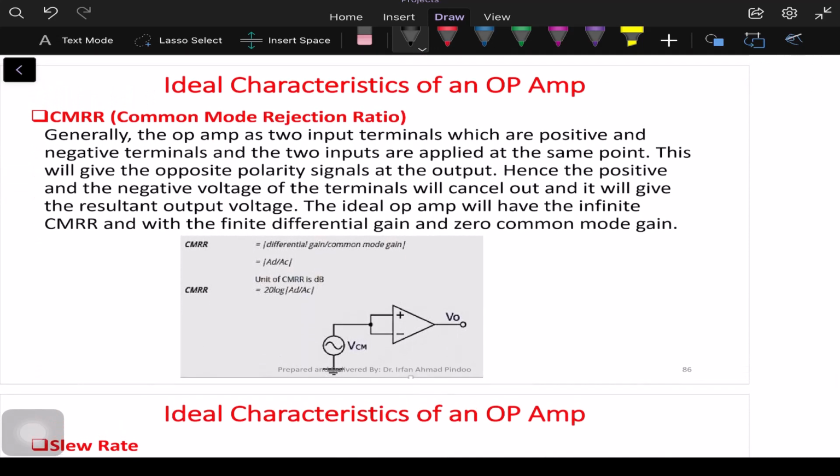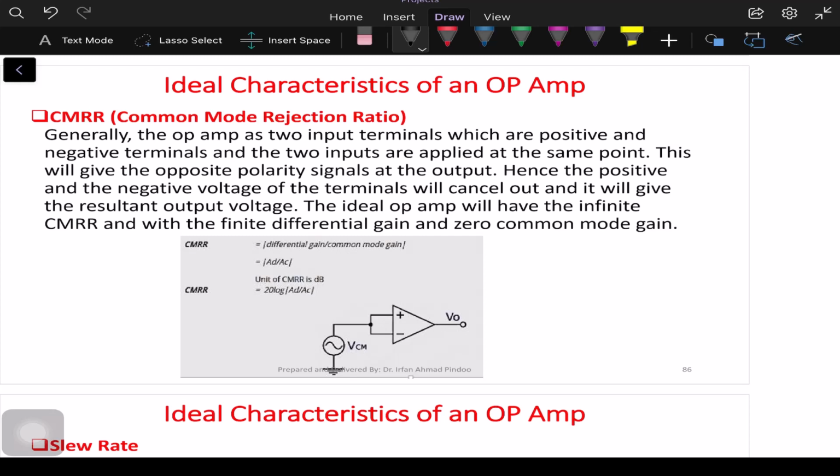Now what is CMRR? Like I told you, it is the common mode rejection ratio. First of all, in this diagram what you are watching, the two terminals have been connected together and we have given one common signal. So it is a common mode. In this case, what is the rejection ratio? That will be equal to 0 only, because both the values are the same. Once we take the difference of the two, the same values being subtracted, the value has to be 0 only.